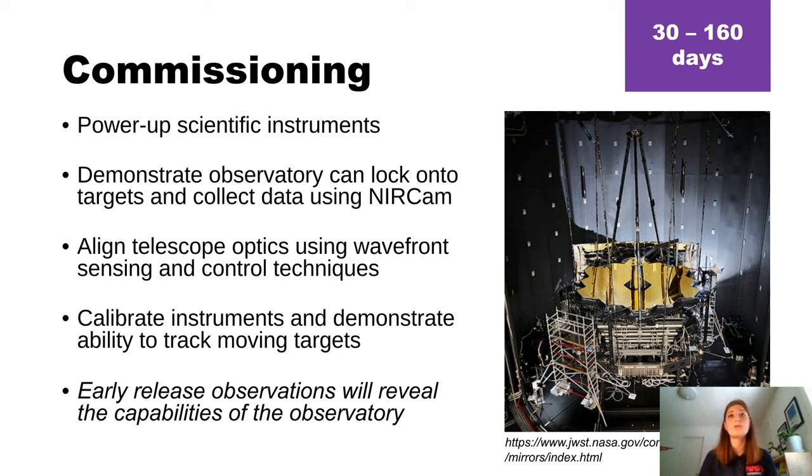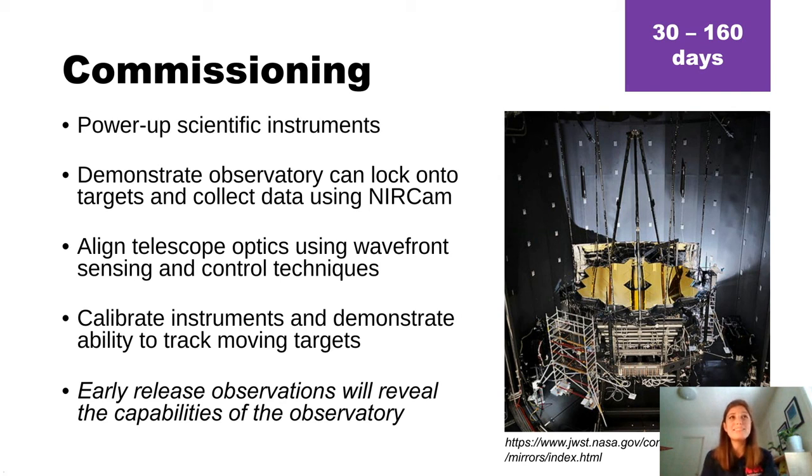Next, the telescope optics are going to be aligned using wavefront sensing and control techniques, which is a really incredible process. I'll try to describe it here. So basically, the observatory locks onto a target, and then each of the 18 mirrors takes an image of what that target would look like from its perspective. All of these images are combined, and they sort of try to figure out where all of the mirrors should be so that all of those images are in focus. Then the mirrors each individually update their position so that they're all in alignment.